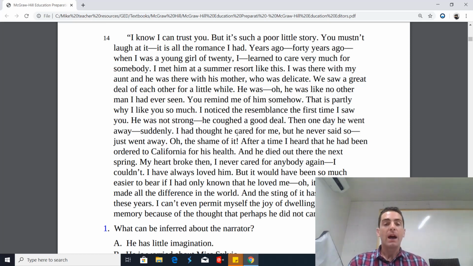I couldn't. I have always loved him, but it would have been so much easier to bear if I'd only known that he loved me. Oh, it would have made all the difference in the world. And the sting of it has been there all these years. I can't even permit myself the joy of dwelling on his memory because of the thought that perhaps he did not care. Oh my goodness.